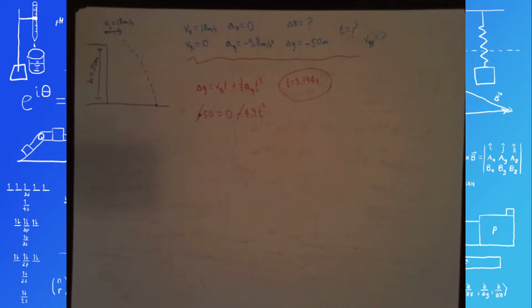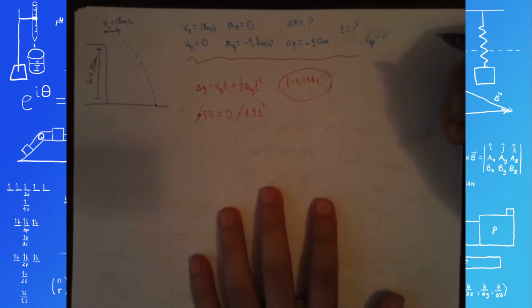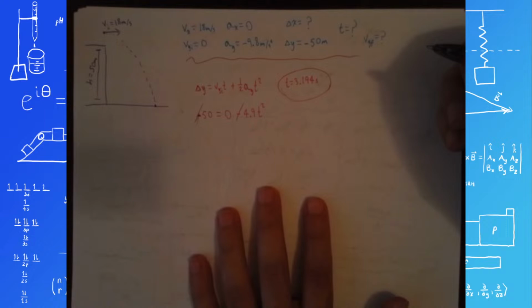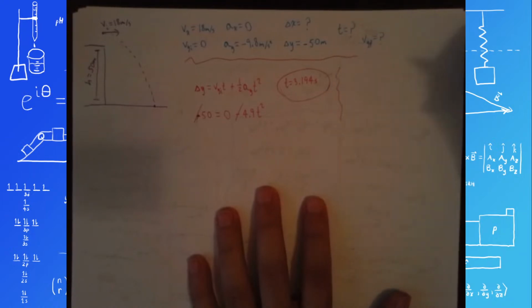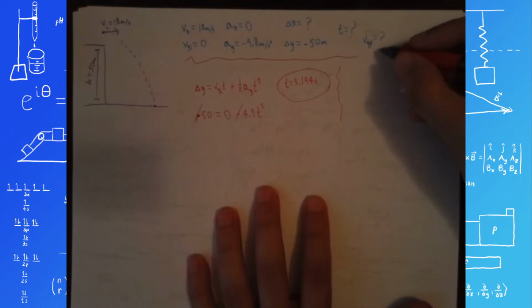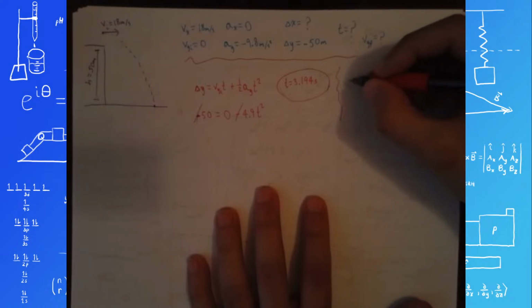The second thing: with what speed and angle of impact does the stone land? Okay, for the speed, they're talking about the overall speed, so we need to get v final, not vx final, not vy final, but v final, the combined two-dimensional speed. And for that, we need vy final, so let's go ahead and solve for that.